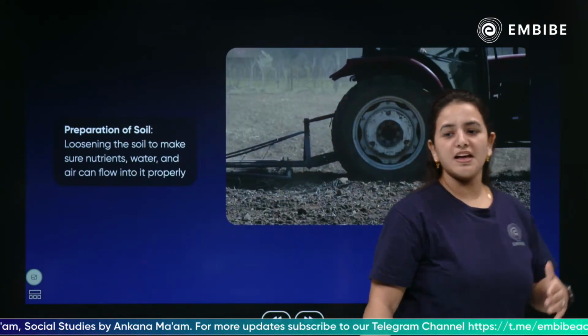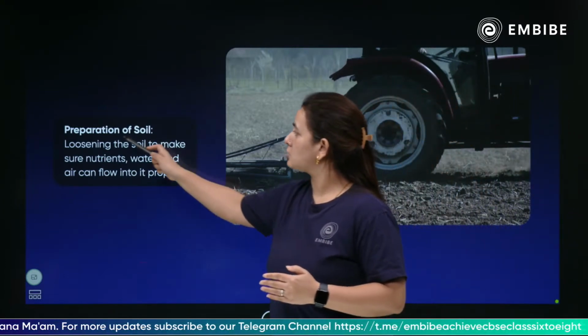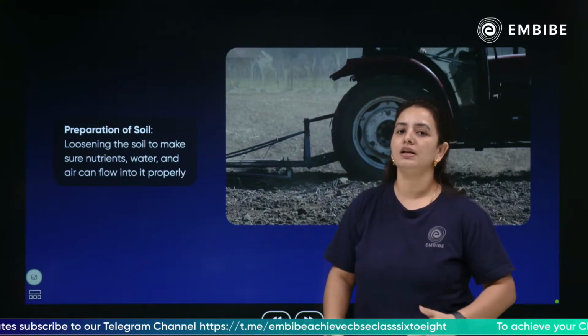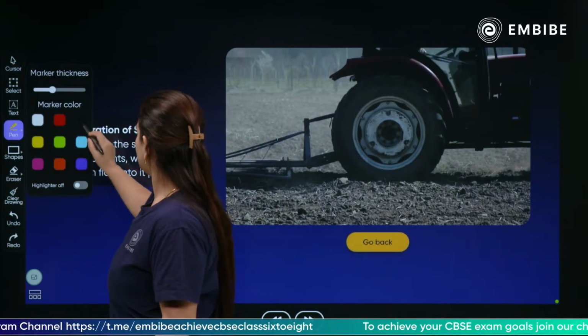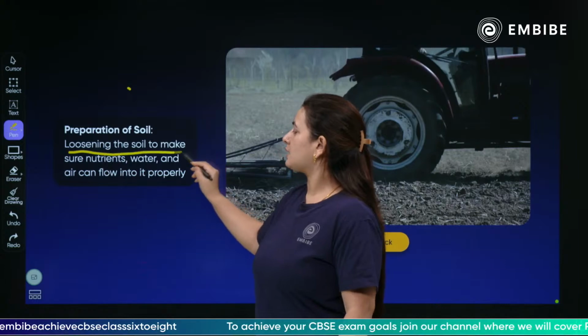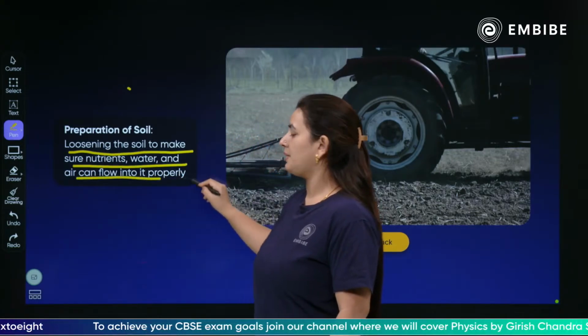So, what is the very first step of the practice? That we need to prepare the soil. What we have to do? We have to do the preparation of the soil. So, the very first step is the preparation of the soil. Talking about the preparation, children, loosening the soil to make sure nutrients, water and air can flow properly.